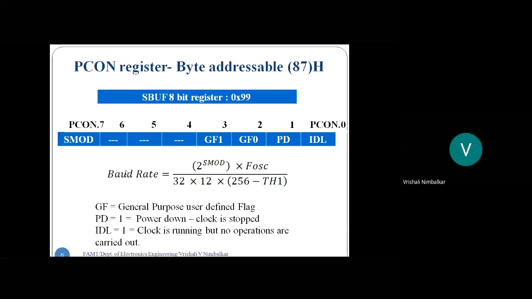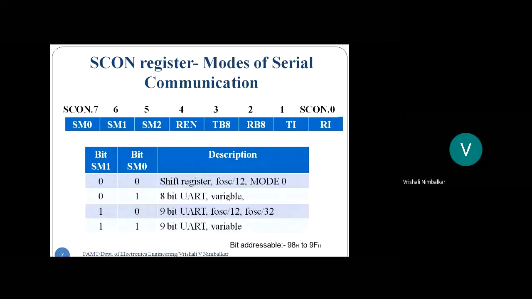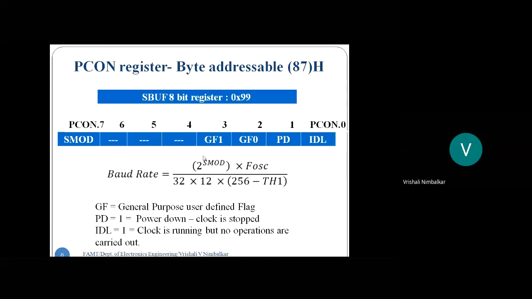And then I said, variable baud rate. Where is that variable baud rate? In mode 1 and in mode 3. We have variable baud rate, that is, the user can fix the baud rate. And this is the equation for deciding the baud rate. Look here, students. And baud rate is how many bits are sent in 1 second. That is called baud rate.